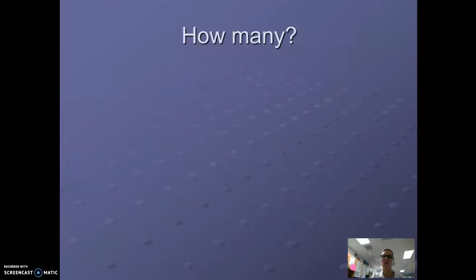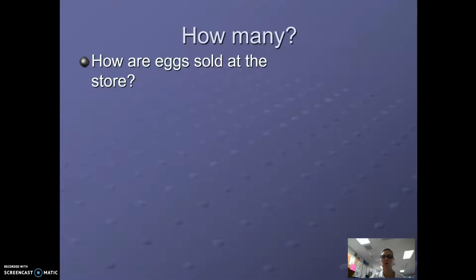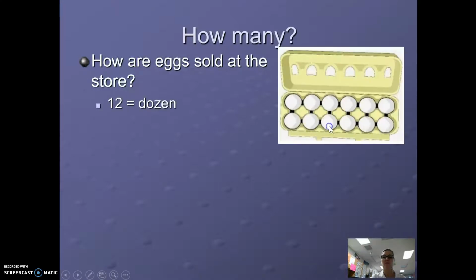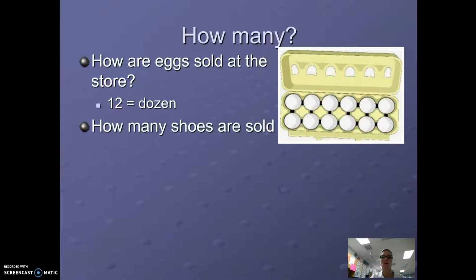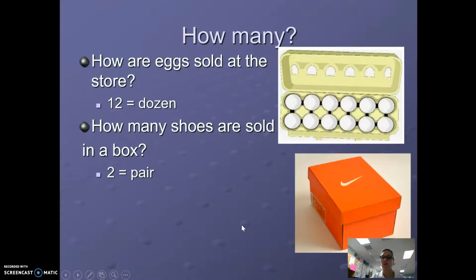Now, if you want to understand the concept a little bit more, let's think about something you're familiar with, like eggs. When you buy eggs in the store, how do you buy them? You buy them in dozens, right? When you go to the store, you can't just take one egg to the checkout and try to buy it. They come in a carton called a dozen. What about shoes? How many shoes do you get in a box? A pair, right? 2. Everybody knows that. You buy 2. And that's called a pair of shoes.